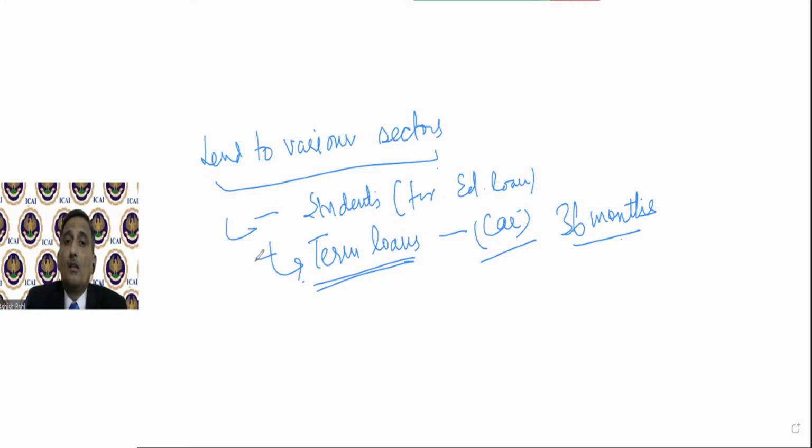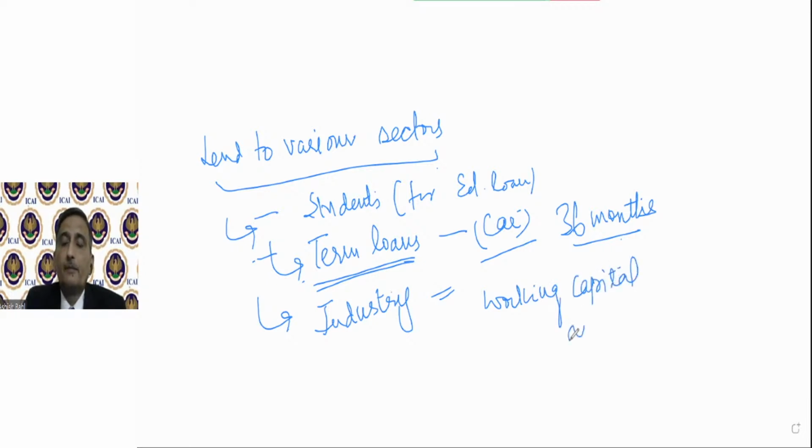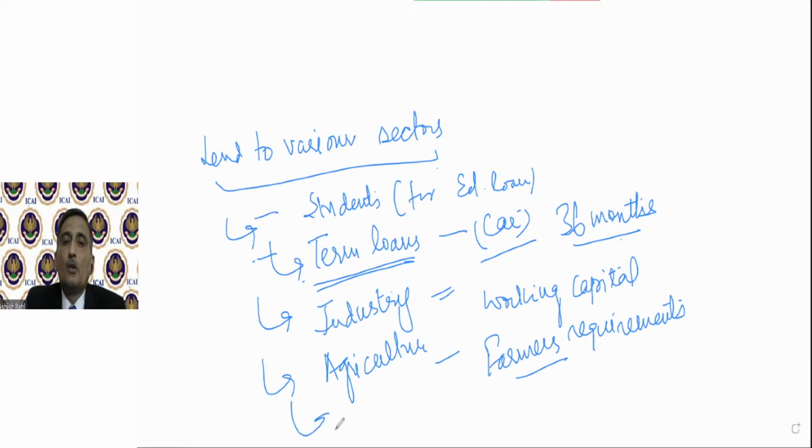So the bank lends to industry. Industry needs funds. The promoters do not have such huge funds to meet their working capital requirements. So who lends to them? The bank lends to them. To agriculture, farmers need funds. And also to small scale industries, to SME sectors.